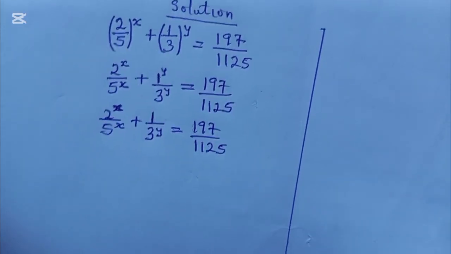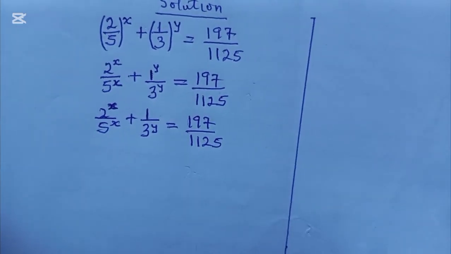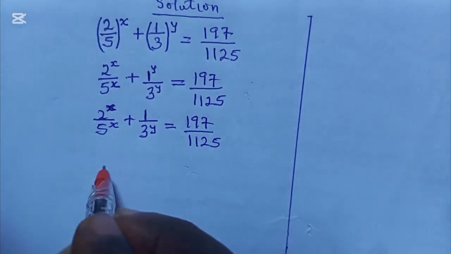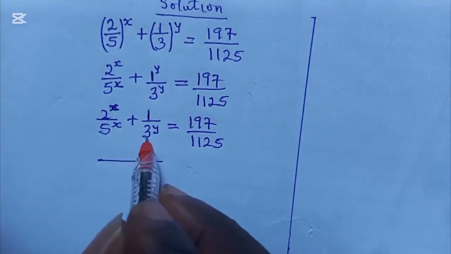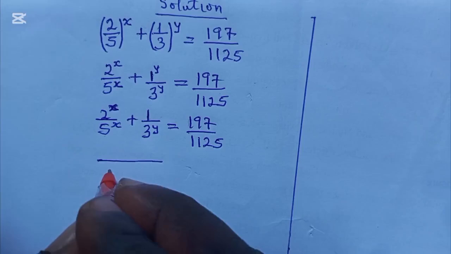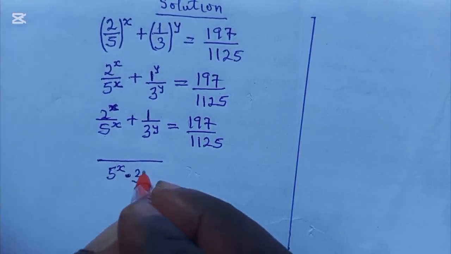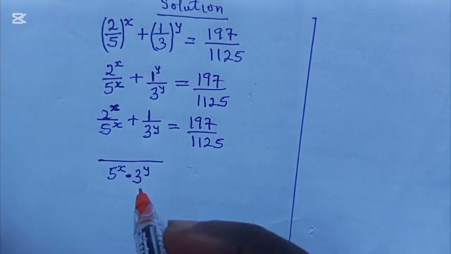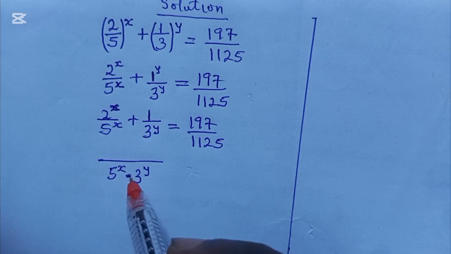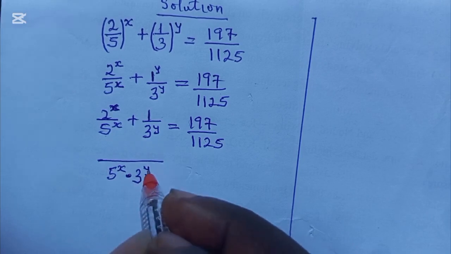This is a fraction form, so let's solve it. We find the LCM. What's the LCM of 5^x and 3^y? That's 5^x times 3^y. So let's divide 5^x times 3^y by 5^x. That's 3^y.